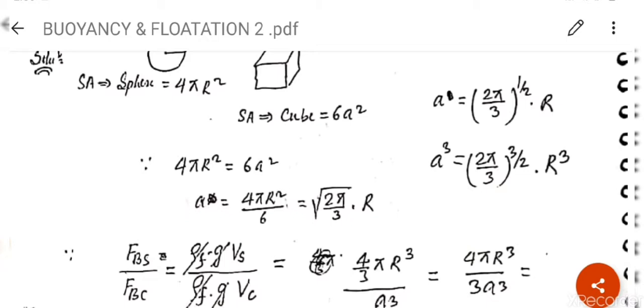So what will be the volume of the cube? a cube. So cubing on both sides, a cube is equal to 2 pi by 3 into 3 by 2 into r cube, and the volume of a sphere, we know, is 4 by 3 pi r cube, because the radius of the sphere is r.